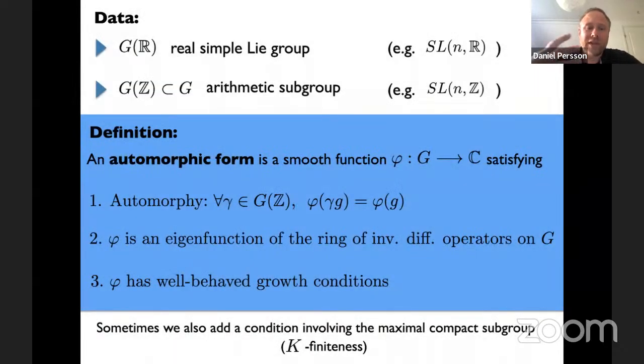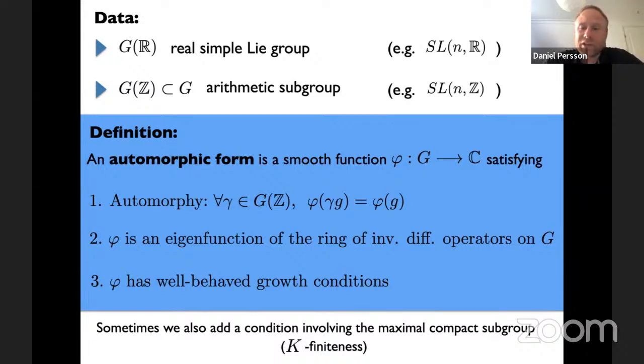I want to use this now as motivation to go into a more general setting. So let's think about a Lie group, a real Lie group G(R), and some arithmetic subgroup G(Z). You can just think of this as SL_N(R) if you want, and the discrete subgroup is SL_N(Z). And we have this definition.